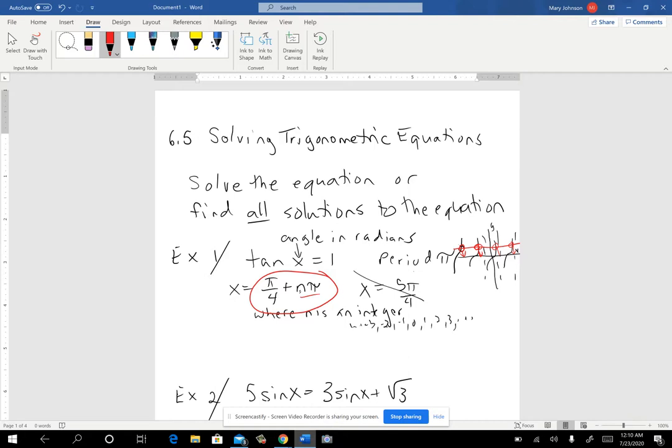When you're doing tangent or cotangent, the period is just pi. So you're going to add n pi.